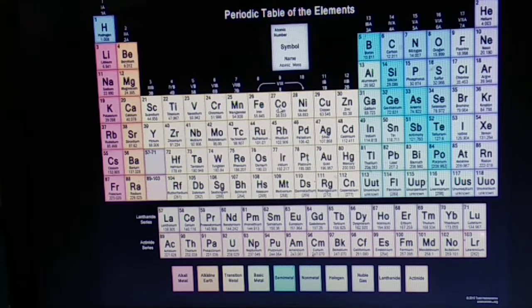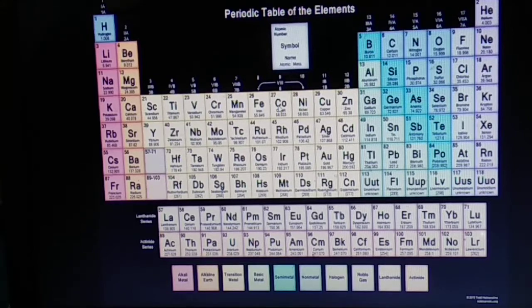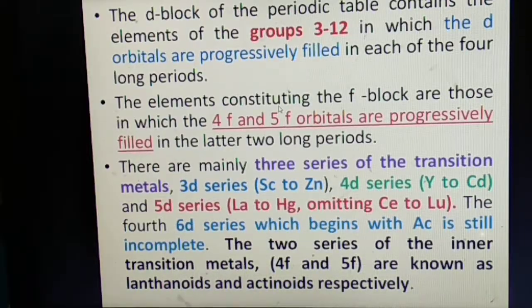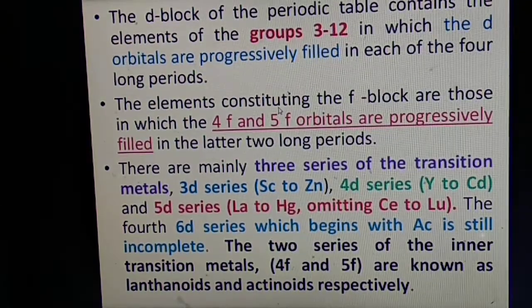Scandium to zinc. Next, students, how many series are in the transition elements? That is the 3d series, 4d series, 5d series, and 6d series. Which series elements do we have to know? My dear children, we have to know about the 3d series elements. Next, students, very important things.